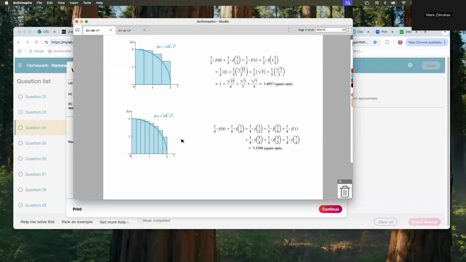And then if I would even do that further, add a few more in here. Notice I have 1, 2, 3, 4, 5, 6, 7, 8. So I'm going every 0.25, or every quarter unit. Notice I keep getting closer and closer to that 3.14. All right. And that's the idea.